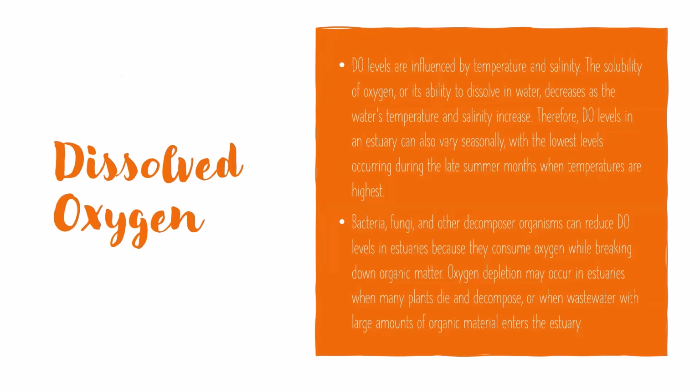Dissolved oxygen levels, otherwise known as DO levels, are influenced by temperature and salinity. The solubility of oxygen, or its ability to dissolve in water, decreases as the water's temperature and salinity increase. So if the salinity is high, then it will be much more difficult for oxygen to dissolve. Therefore, dissolved oxygen levels in an estuary can vary seasonally, with the lowest levels occurring during the late summer months when temperatures are highest, right?